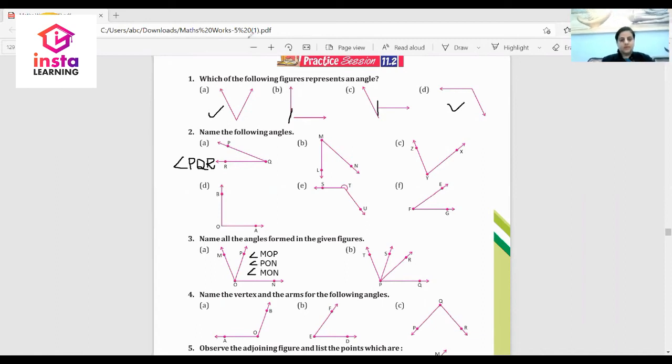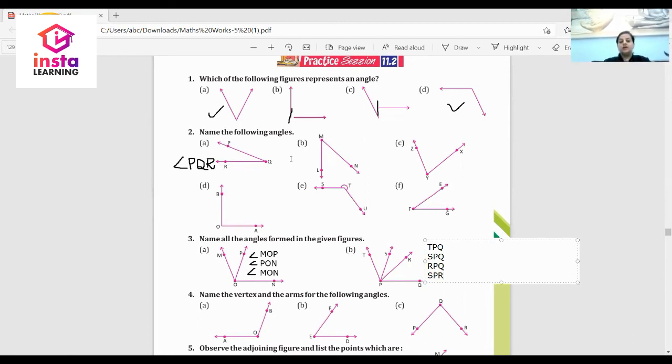Got it? Yes. Now, next TPQ is an angle. SPQ is an angle. RPQ. Can you see? P is coming again and again, so it is the angle. SPR is the angle. These are the four angles. Now they have completed. Now we will do vertex.